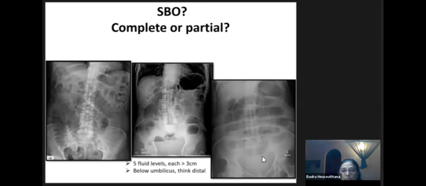So you hardly see any rectal gas. So absence of rectal gas, and you hardly see any large bowel gas. So it is almost complete obstruction with central small bowel dilatation.